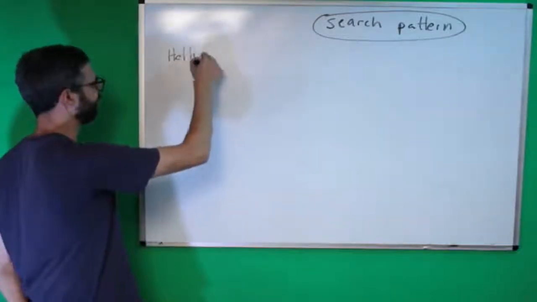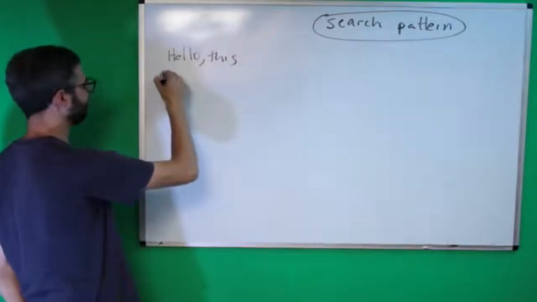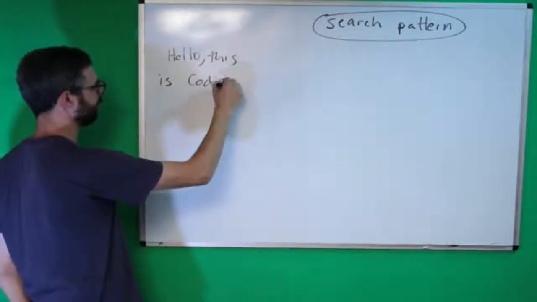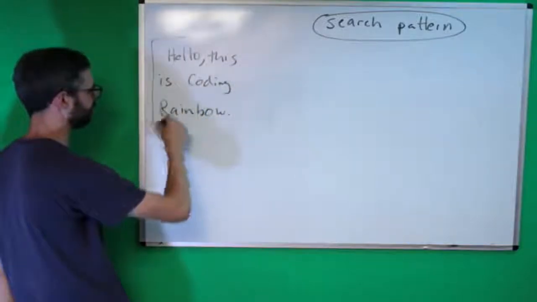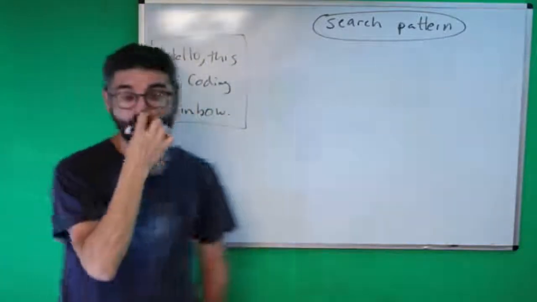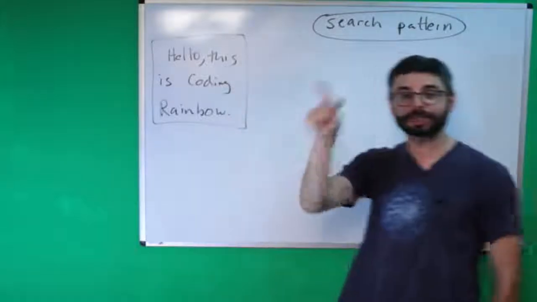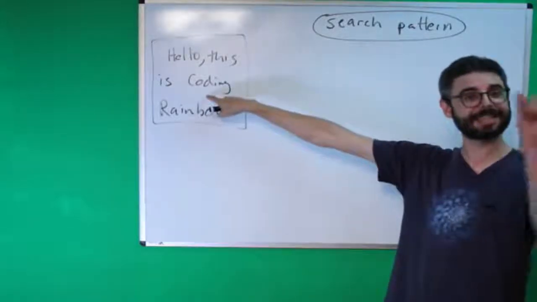Hello, this is Coding Rainbow, right? Here is text. Now I want to define a search pattern to search inside this text.